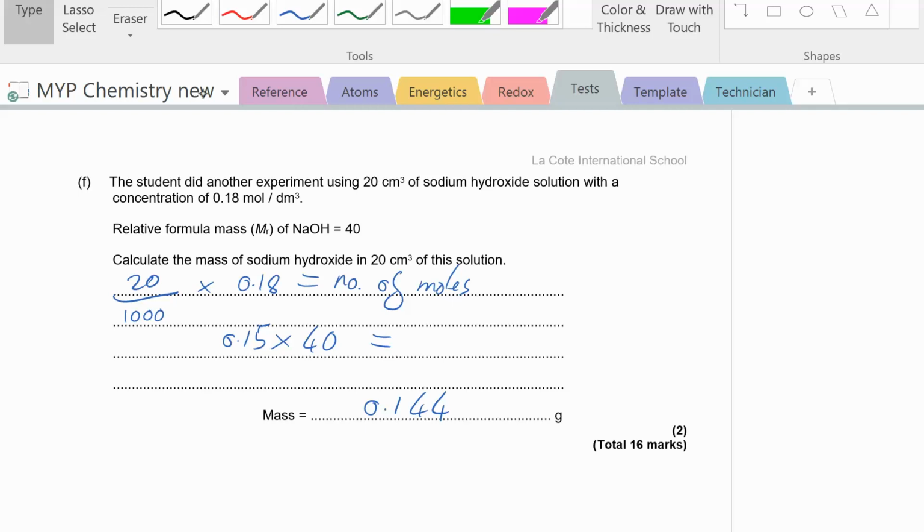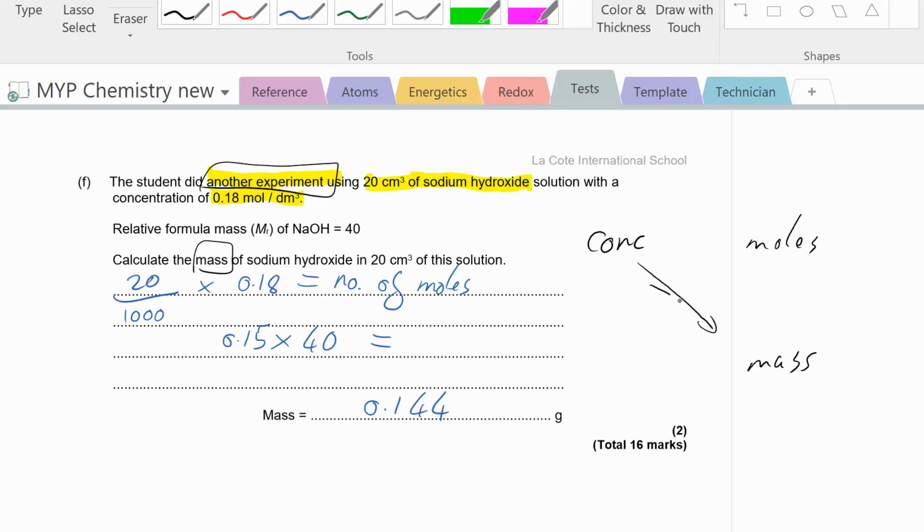The student did another experiment, so a different one. Okay, so this didn't apply from the one before, with 20 centimeters cubed of sodium hydroxide at 0.18. So to work out, and it says calculate the mass. So here is your sort of mole highway where we've got concentration, we've got moles, and we've got mass. Now you can't go from concentration to mass. You have to go via moles and then to mass.